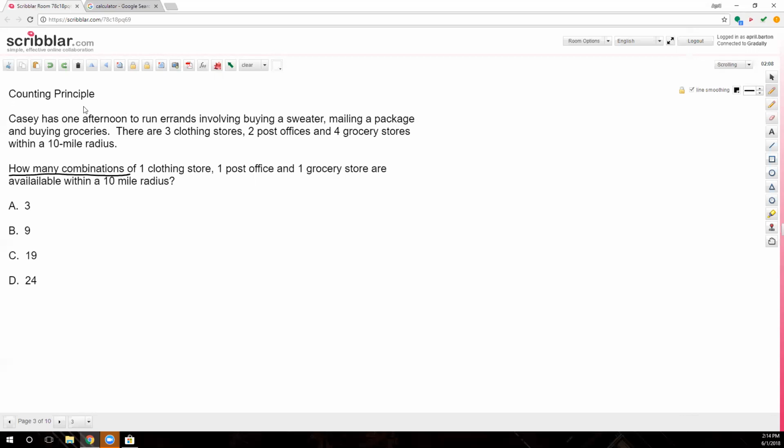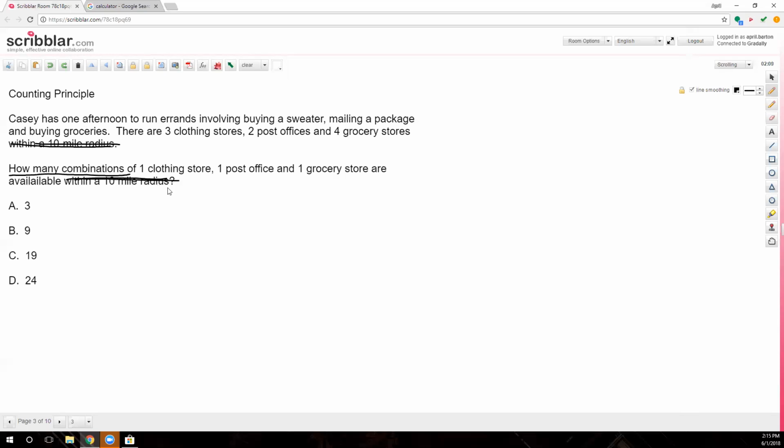Casey has one afternoon to run errands involving buying a sweater, mailing a package, and buying groceries. There are 3 clothing stores, 2 post offices, and 4 grocery stores within a 10-mile radius. How many combinations of 1 clothing store, 1 post office, and 1 grocery store are available within a 10-mile radius? So some of these numbers are extra that don't matter. Being within a 10-mile radius doesn't really matter so much for this type of problem.